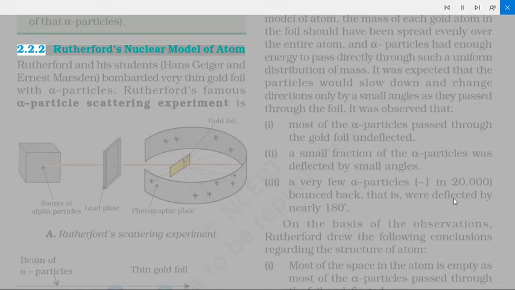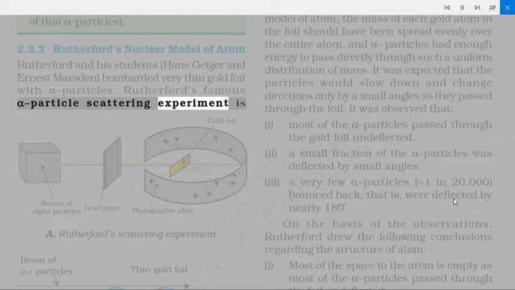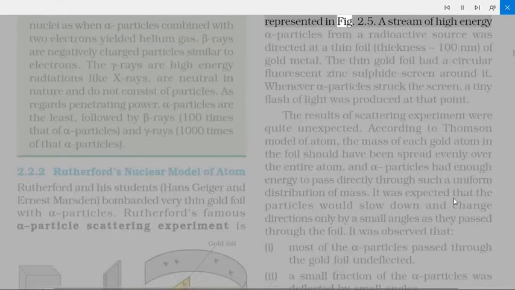Rutherford's nuclear model of atom. Rutherford and his students, Hans Geiger and Ernest Marsden, bombarded very thin gold foil with alpha particles. Rutherford's famous alpha particle scattering experiment is represented in Fig. 2.5.